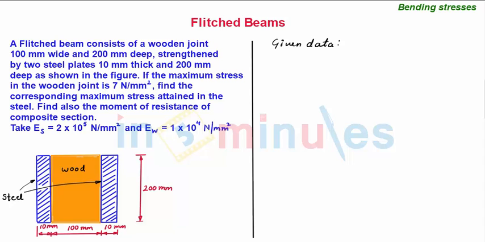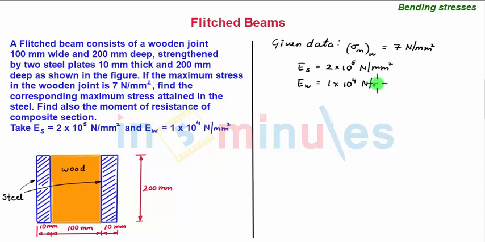Now let's write the given data. First, we've been given that the maximum stress in wood is equal to 7 Newton per mm square, and they've given the values of Young's modulus as ES is equal to 2 into 10 to the power 5 Newton per mm square and EW is 1 into 10 to the power 4 Newton per mm square. And in this problem we have been asked to find, first, what is the corresponding maximum value of stress in the steel, that is sigma max of steel. Then second, they have also asked to find out the moment of resistance of the composite section.